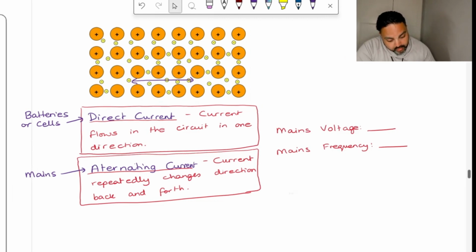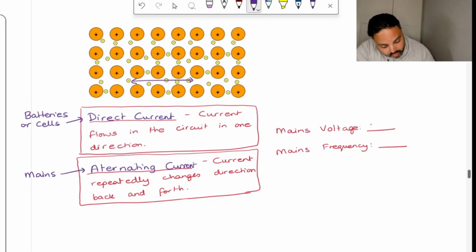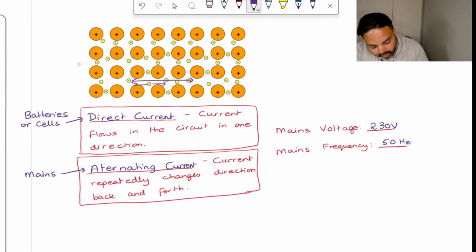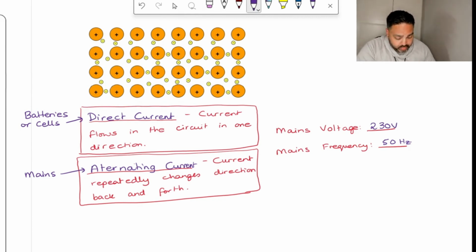Now, when we come to mains voltage in the UK, you need to know 230 volts, and you need to know a frequency of 50 hertz. 50 hertz is 50 times a second, so that means these electrons are going to switch direction, go back and forth, 50 times per second. Okay? 50 times per second. Now, that's kind of the background to the question.